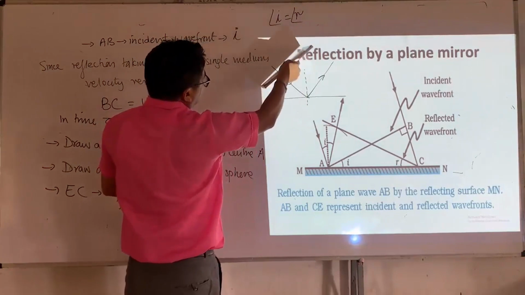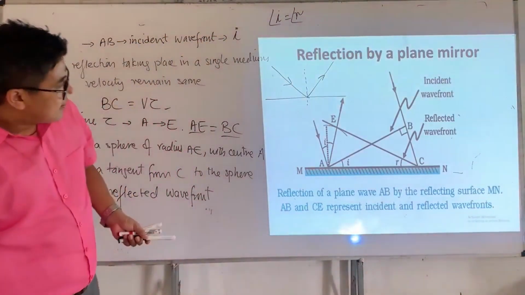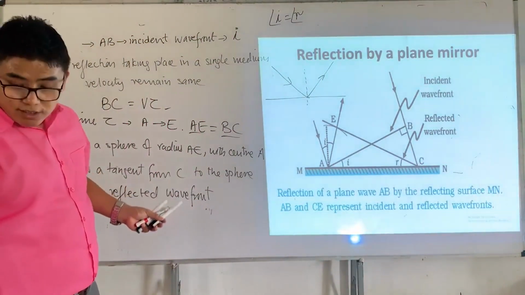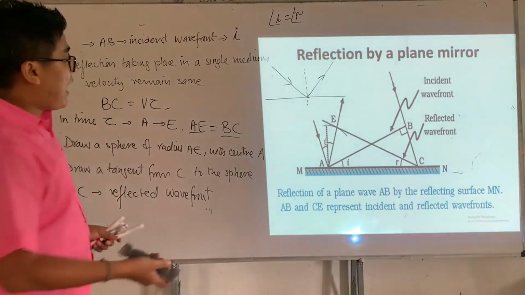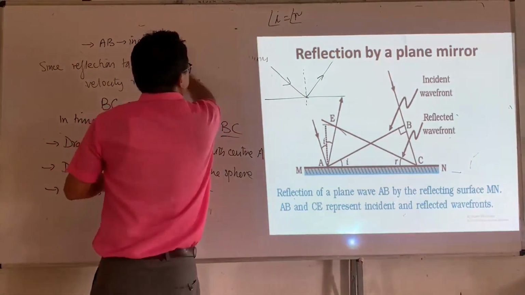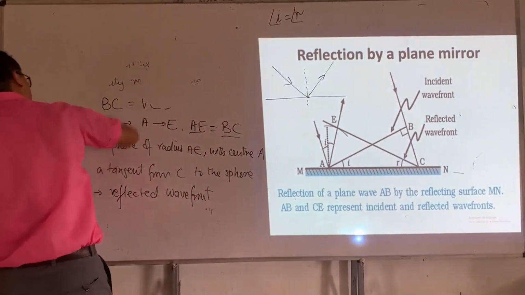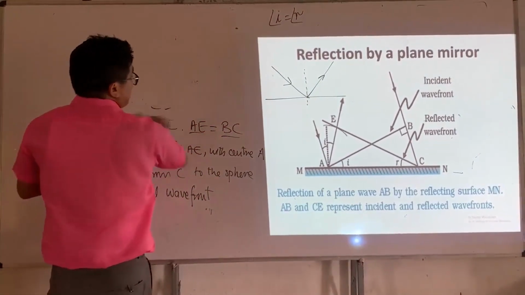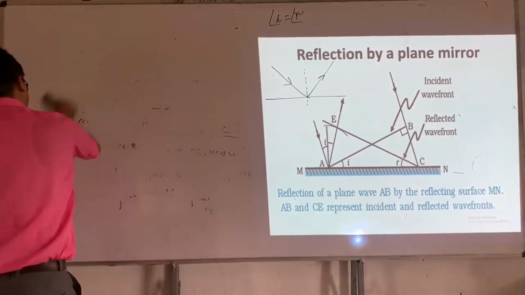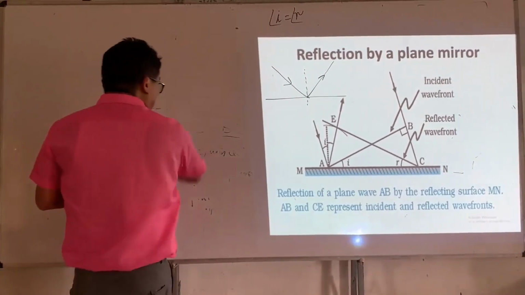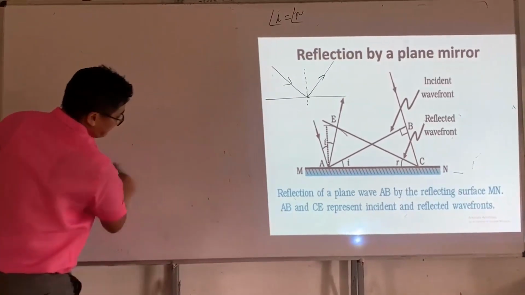Again I am doing it. So this is what we have. Alright, this is all about reflection. Now I am going to prove I is equal to R. And I told you at the very beginning of these chapters that the Huygens principle is geometrical constructions. So we will do again geometrical constructions.